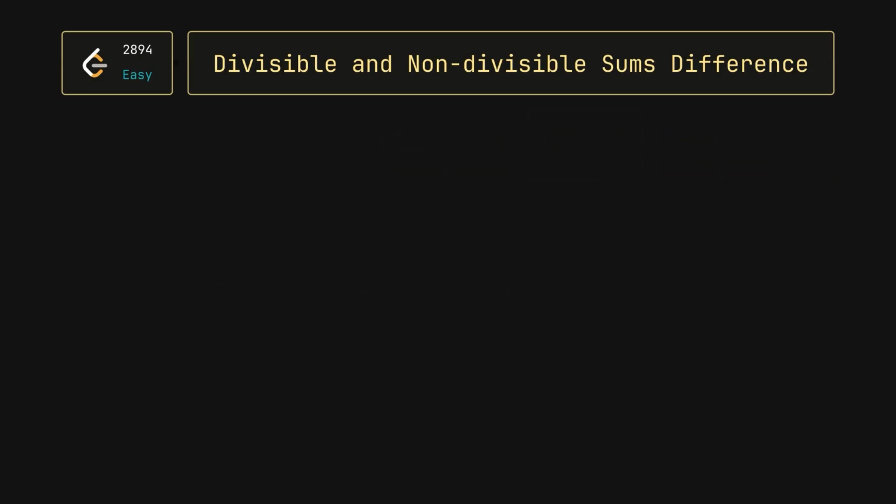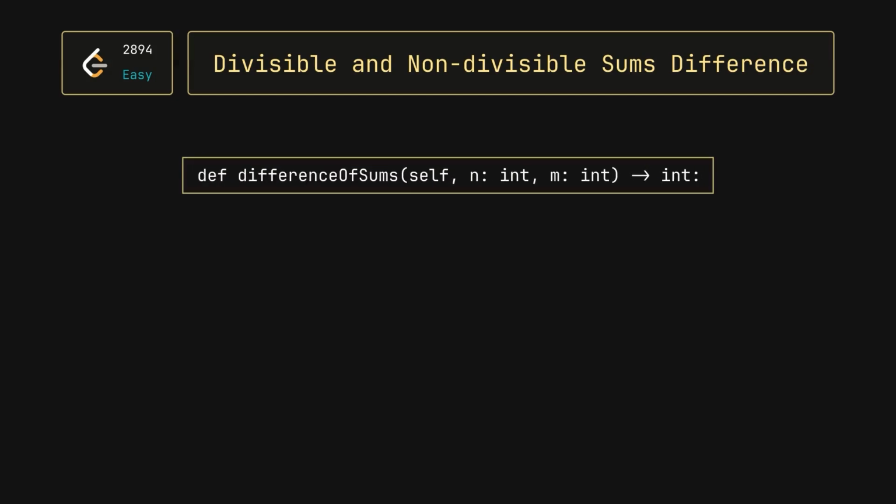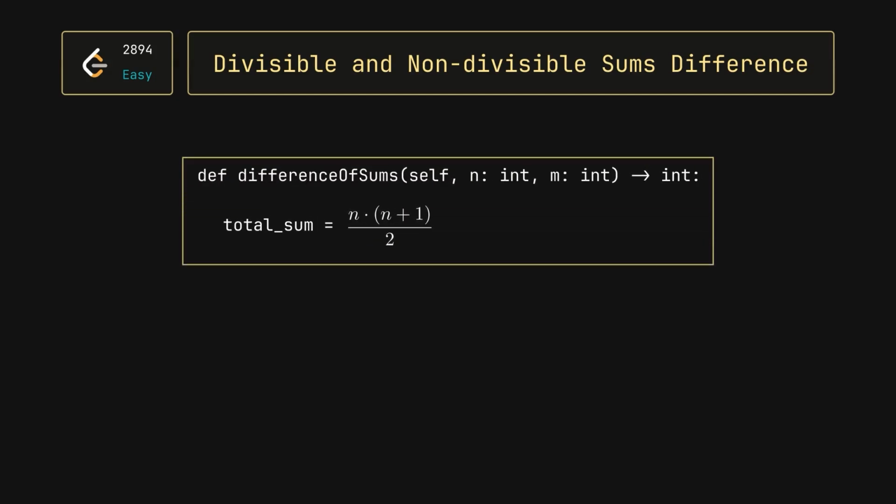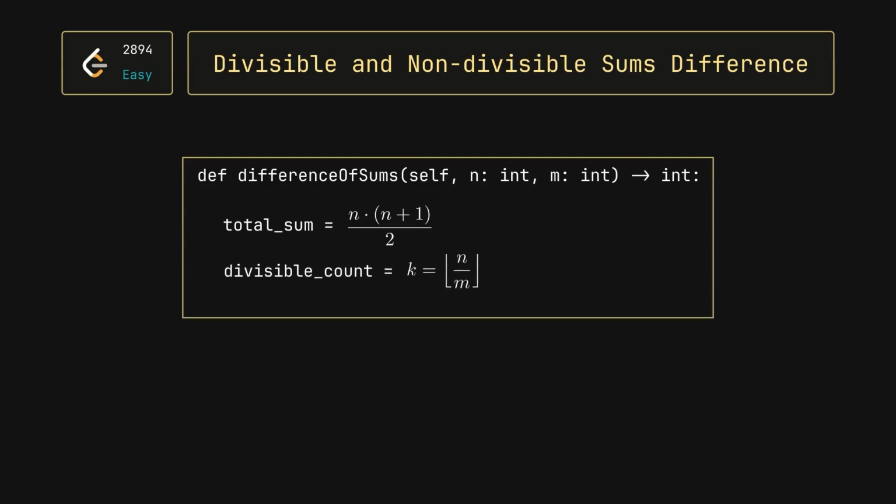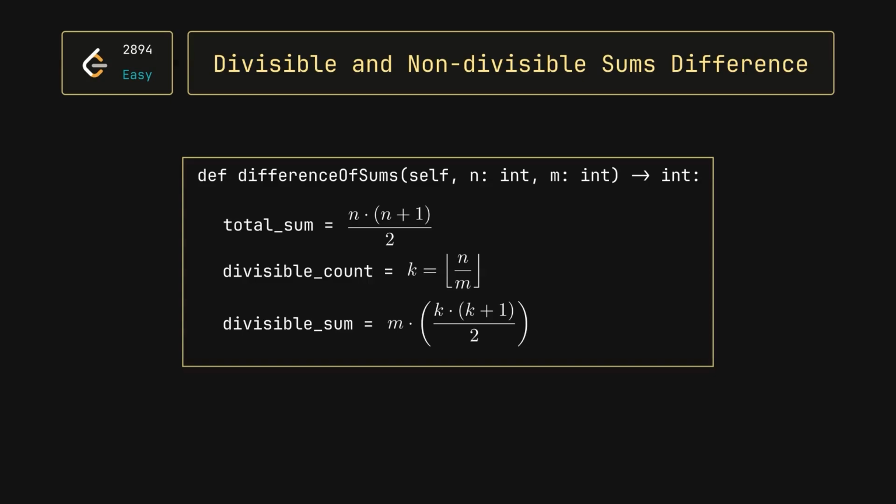Using the formulas we've derived, we can now assemble our optimized function. First, we calculate the total sum from 1 to n, using n times n plus 1 divided by 2. Next, we compute the divisible count k equals floor of n divided by m. Then, we calculate the divisible sum using m times k times k plus 1 divided by 2.